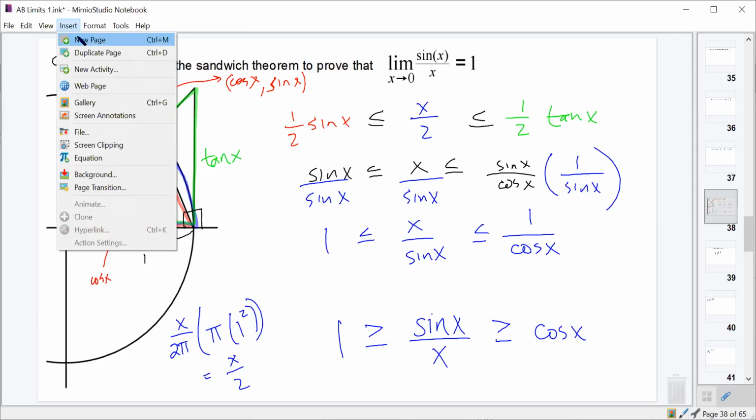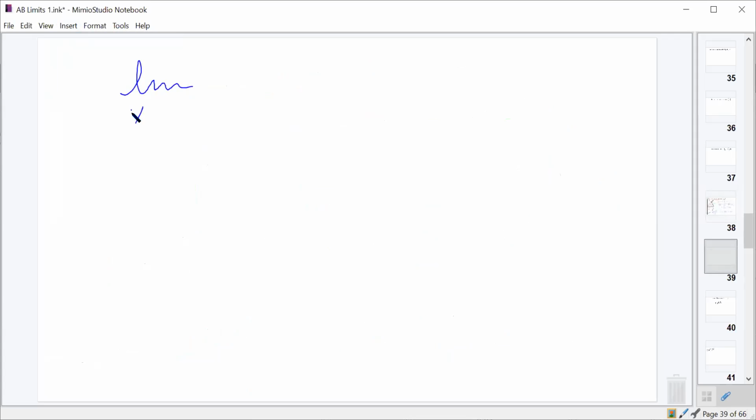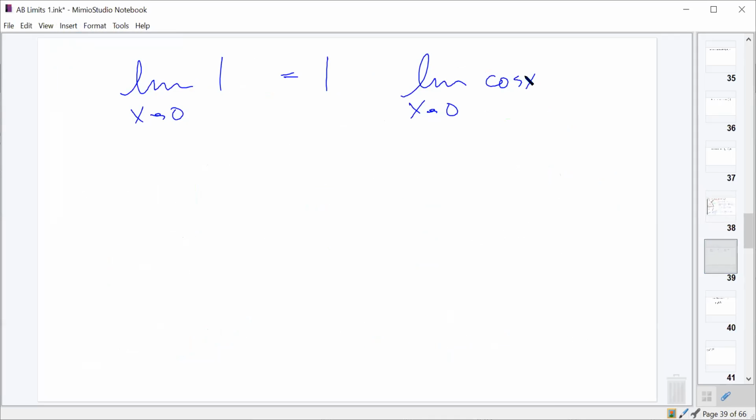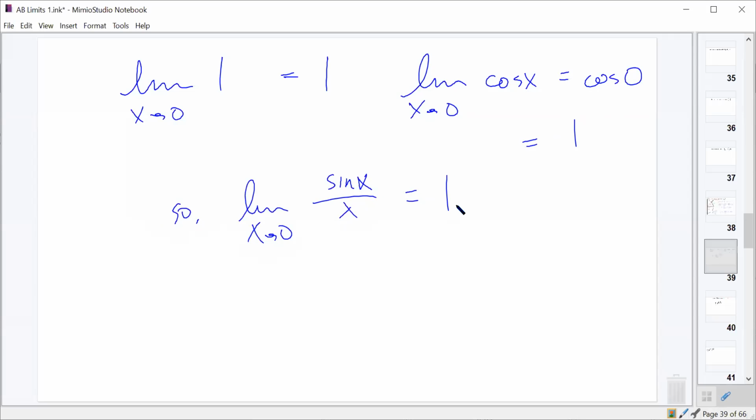So using the sandwich theorem, all we need to do is find the limit as x approaches 0 of 1, which was the one that I had on the left-hand side there. What's that limit? 1. And I also need to find the limit as x approaches 0 of, what was it, just cosine x, which is the cosine of 0, which is 1. Which tells me that the limit as x approaches 0 of sine x over x is also equal to 1.